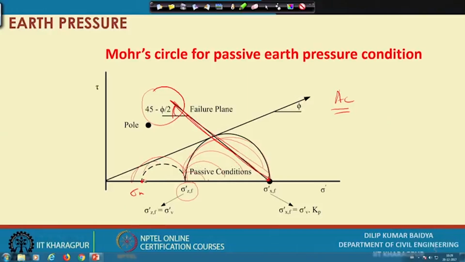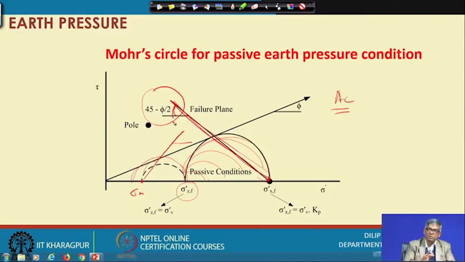In the active case we had 45 degrees plus phi by 2, and when I am doing the passive case it is 45 degrees minus phi by 2. These two things are very important to remember, and very frequently they will be required in solving problems, or sometimes in short answer type questions.